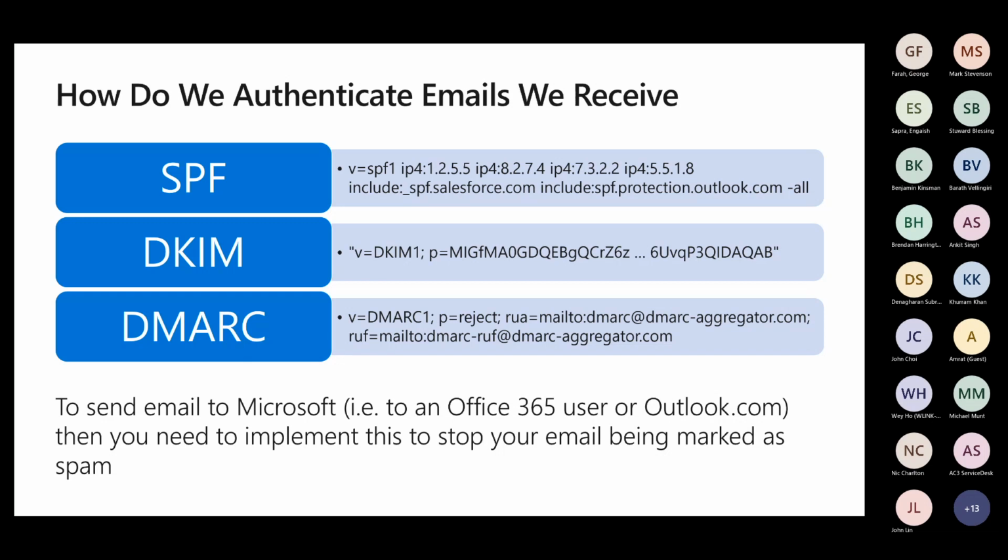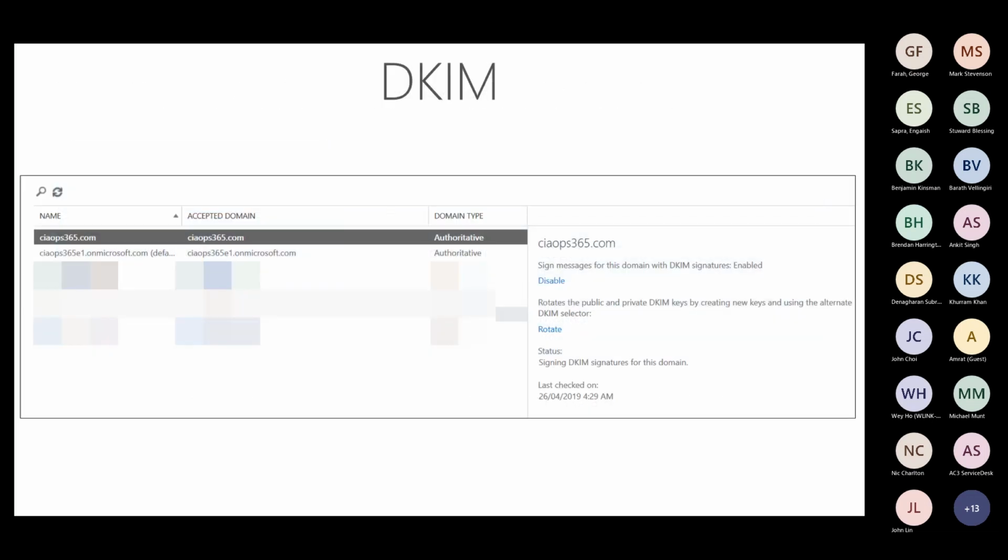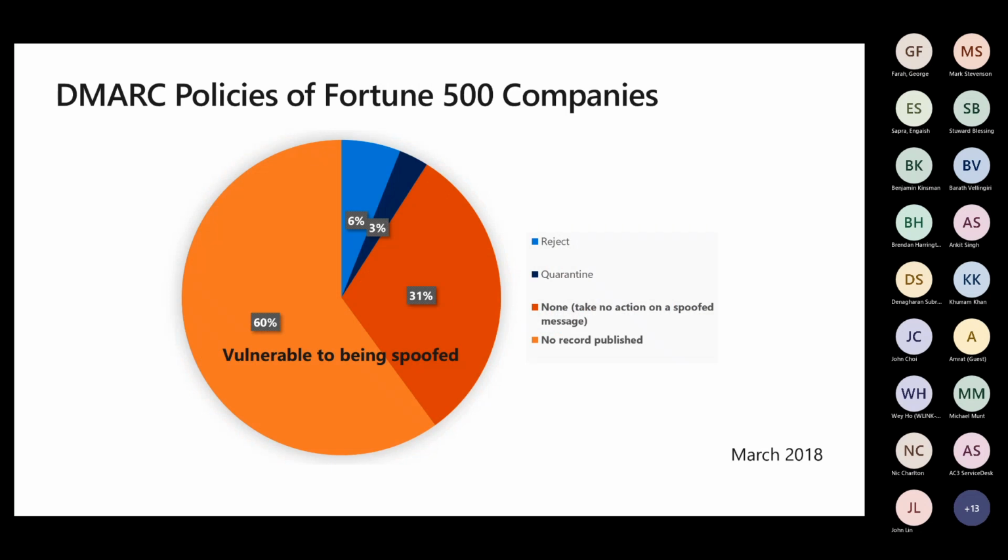So again, look at it that way: not only a technical advantage, but also a business advantage that you can apply as well. DKIM is pretty straightforward. You can go into the console once you set up the DNS records and turn it on in Microsoft 365. We're not going to dwell on that.